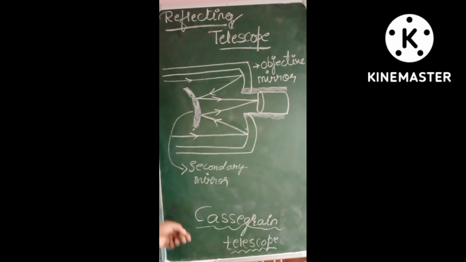These are the two telescopes you have to study for your syllabus. First one is the refracting telescope, second one is the reflecting telescope. Keep in mind the diagrammatic representations are very necessary. When you draw the ray diagrams, the arrow marks are very compulsory here. If you do not put the arrow marks, then this will not be considered as a valid diagram.